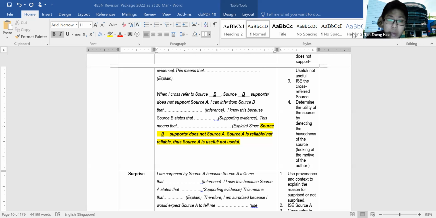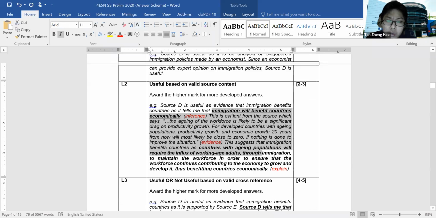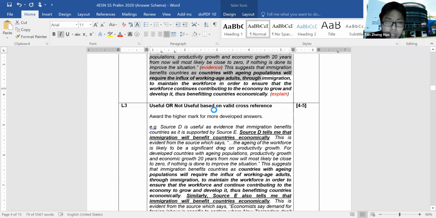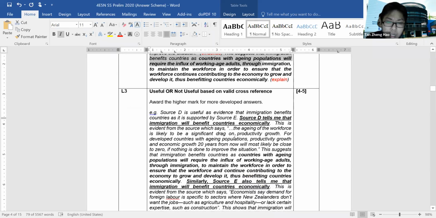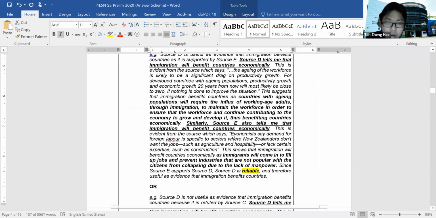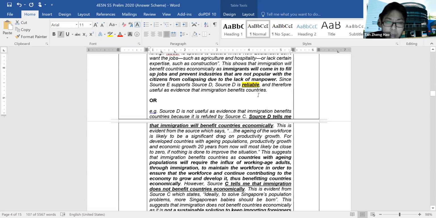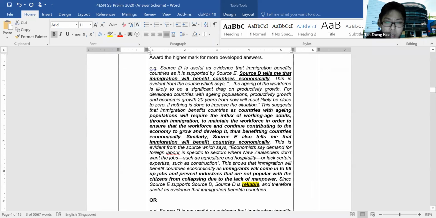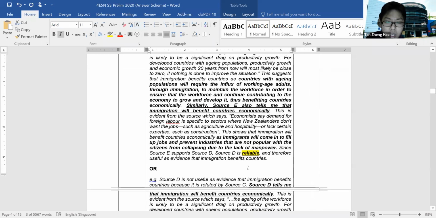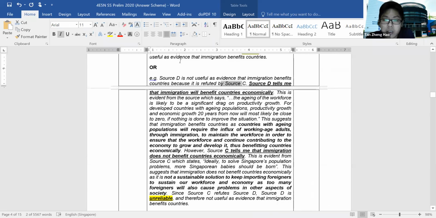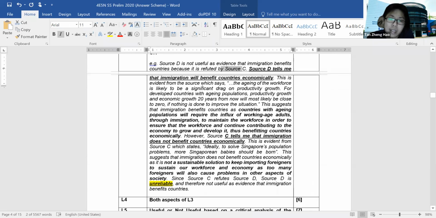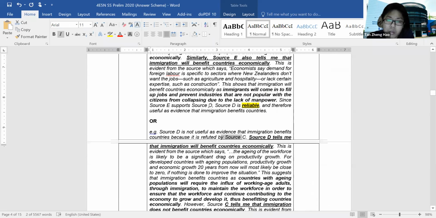Now I'm going to show you what the suggested answer looks like, and you can see how the template is being used. Okay, so we covered the first paragraph just now already. So let's find the cross-reference part. Okay, based on cross-reference. So let's look at this one. Okay, so this person used source E, this person used source C. Okay, let's look at source C since that was the source that I picked just now. Okay, but later I'll just show this also.